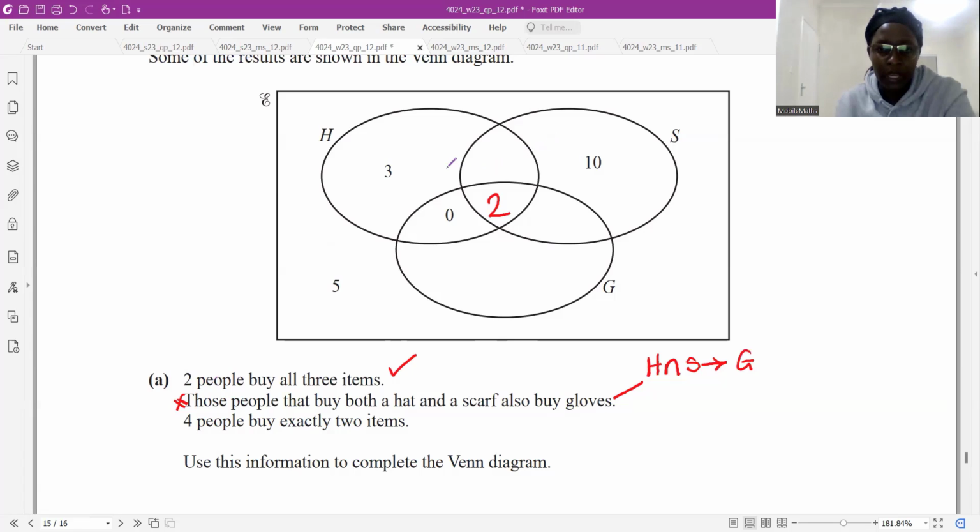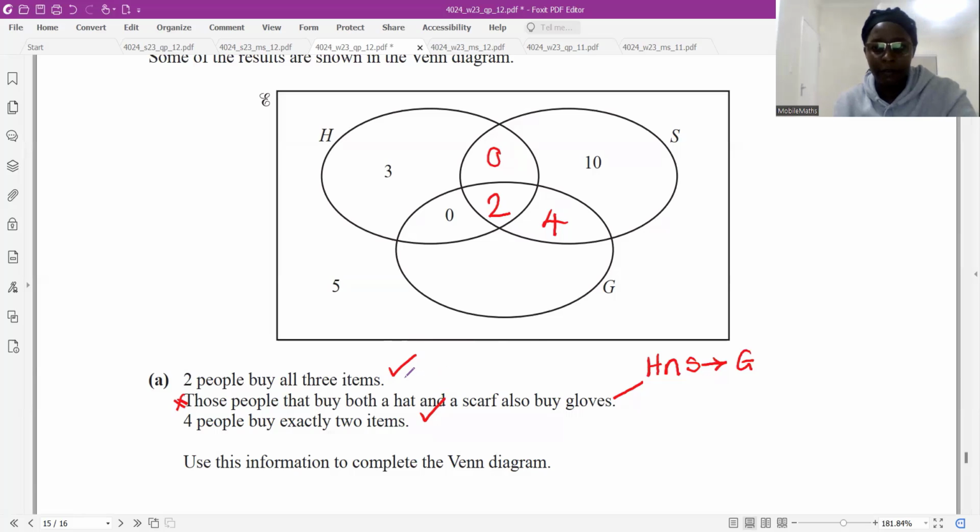if we go here, H and S, they are going to buy, then at the same time, they will buy scarf. There are no people here, okay? But we are saying at least 4 are going to buy 2 items. So it means here we have a 0, then 4 can be here, okay? They can be buying either scarves or gloves. Okay, fine. So we have also satisfied this statement.